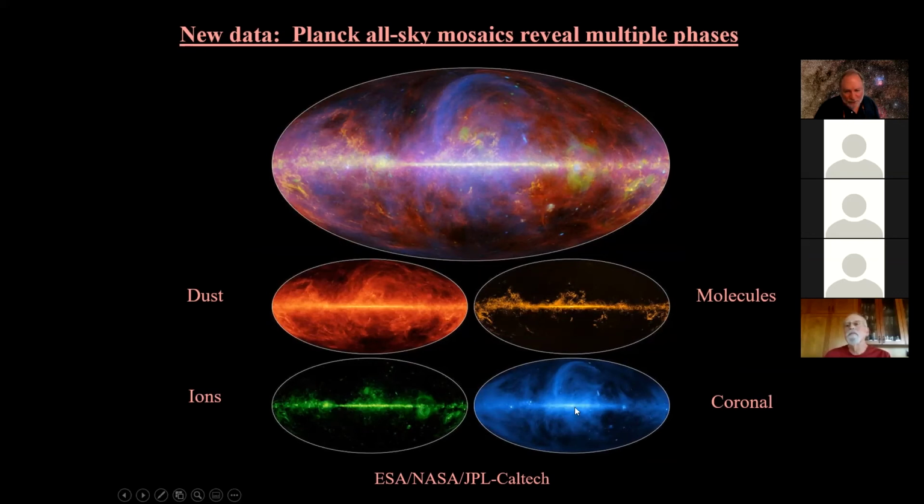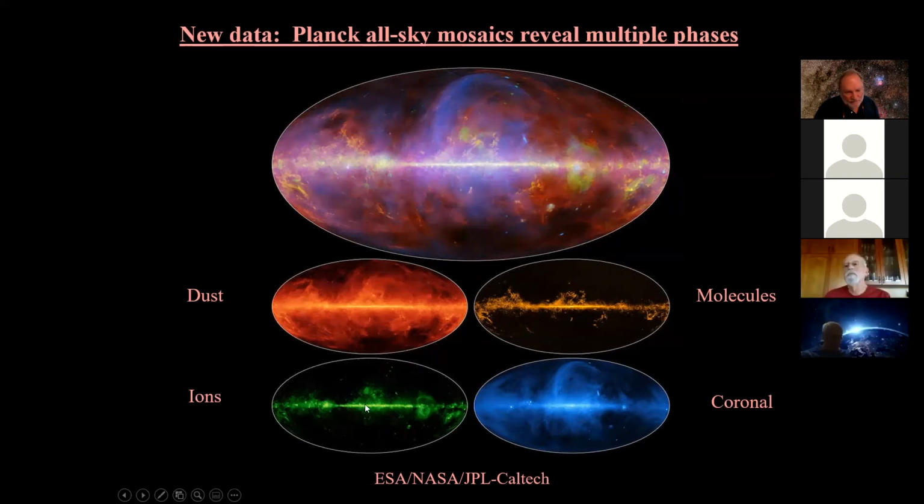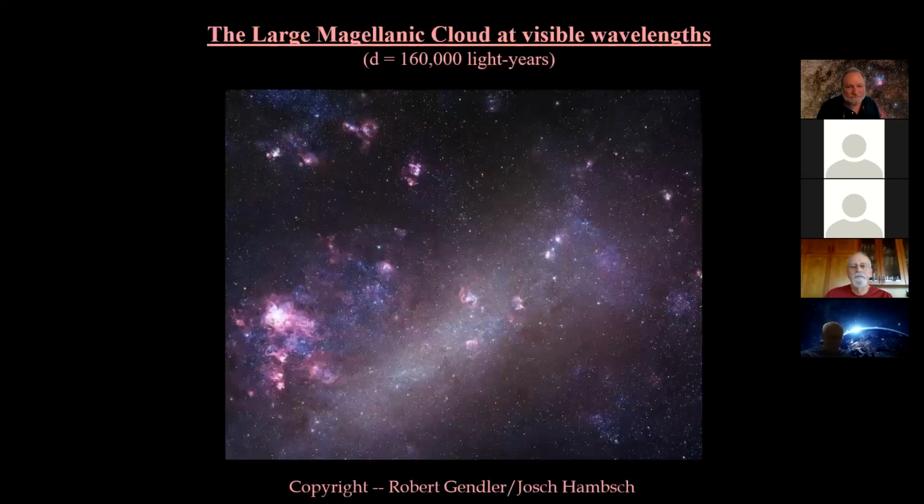And then finally, the coronal. Here you have gas that's around 10,000 degrees associated with the massive star formation. Here, this is million-degree gas associated with supernova and other crazy events. So fabulous stuff.